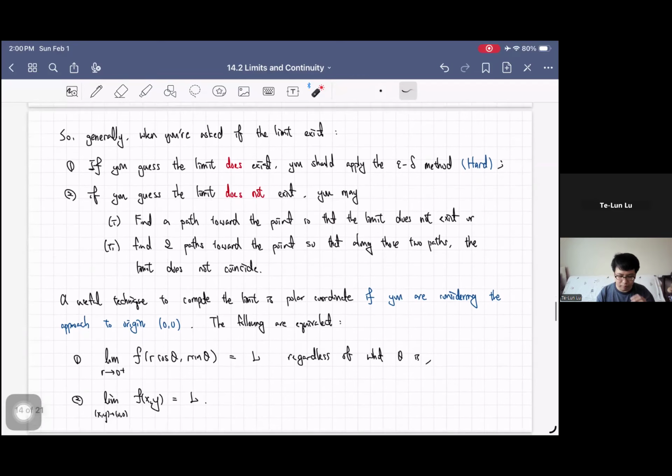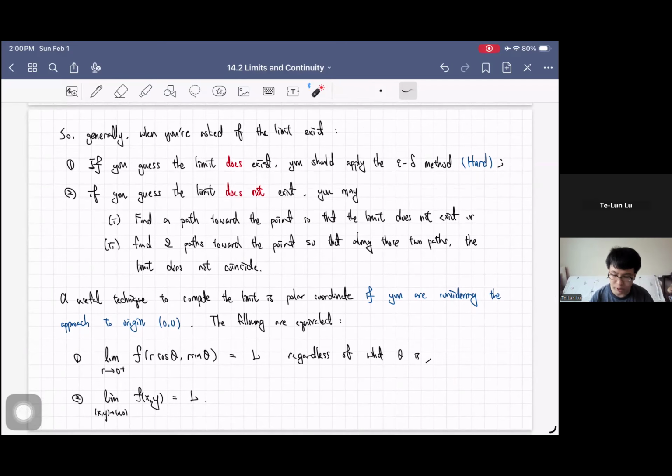So let us conclude some principles of how you want to tackle these problems. First of all, if you guess that the limit does exist for some particular function at some particular point, then the only way you can do that is applying the epsilon delta method, which is kind of hard because I know that epsilon delta proof is not really satisfying, and it actually needs a lot of practice. However, if you guess a limit does not exist, there's many ways to do that.